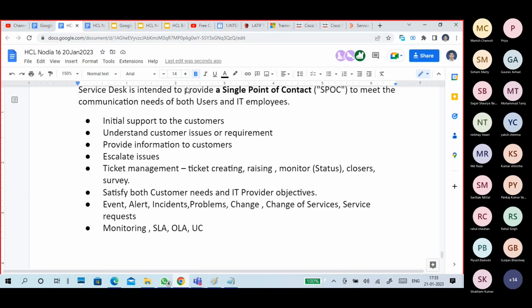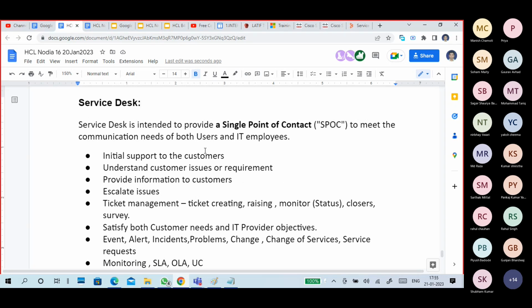Service desk is intended to provide a single point of contact to meet the communication needs of both users and IT employees. The customer doesn't know how to reach the concerned person who can resolve my issues, so I have to contact the service desk. The service desk coordinates with the IT employees so we can find a solution. They know which person and which team is working on a particular kind of issue or technology.